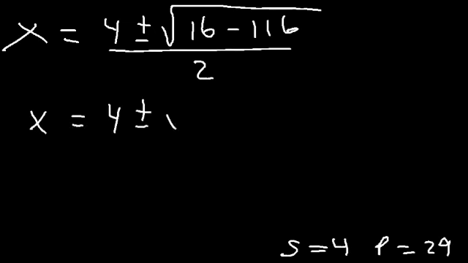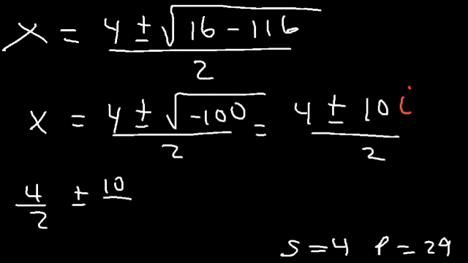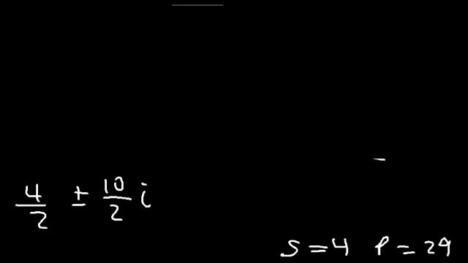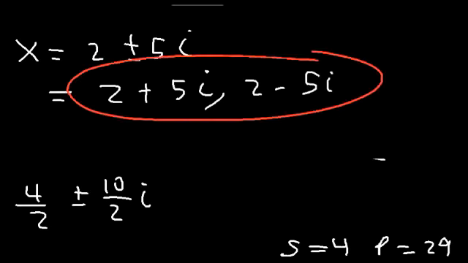16 minus 116 is negative 100. Now the square root of 100, we know it's 10, so the square root of negative 100 must be 10 times i, which is a nice number. So now let's separate it into two fractions. That's going to be 4 over 2 plus or minus 10 over 2. And 4 divided by 2 is 2. 10 over 2 is 5. So there are two answers: 2 plus 5i and 2 minus 5i. So these are the two complex solutions.